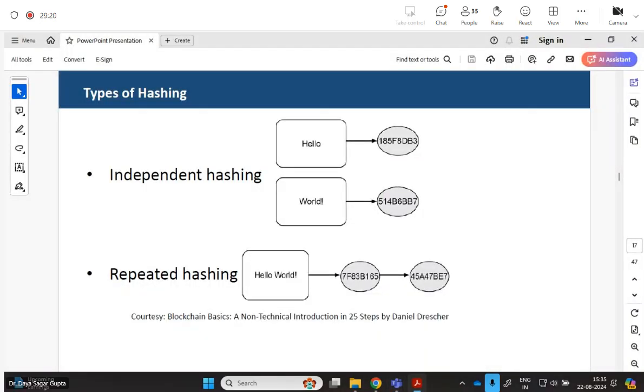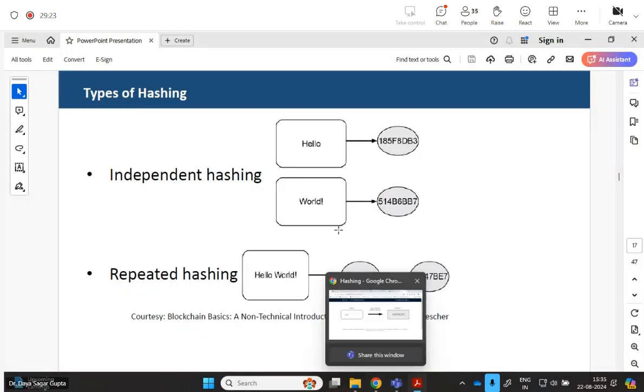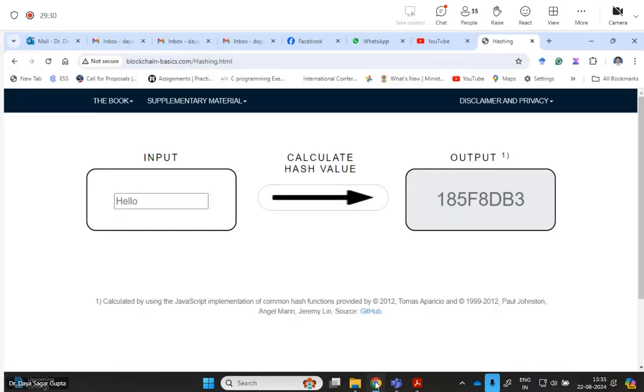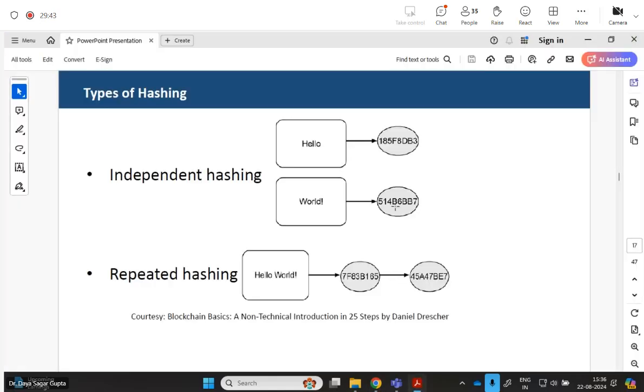Good. Now similarly, if you try to see this word, and if you have this word with an exclamation mark, you are going to get 514B6BB7. This is similar. So if you have a message like this, and you are going to concatenate it, this will be the repeated hashing. Or anyway, not actually. I just told it wrongly.